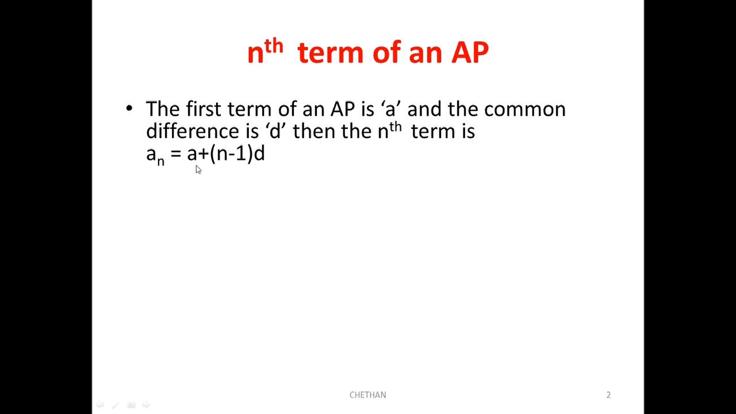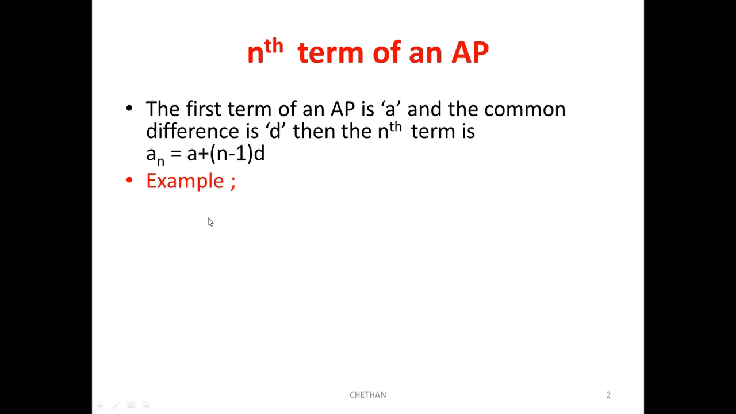In this equation, a represents the first term of the given AP, d is the common difference of the given AP, and n is the term number, meaning if they give the 10th term, 15th term, or 100th term, that is represented by n. This is the formula to find the nth term of an AP: an equals a plus (n minus 1) into d.